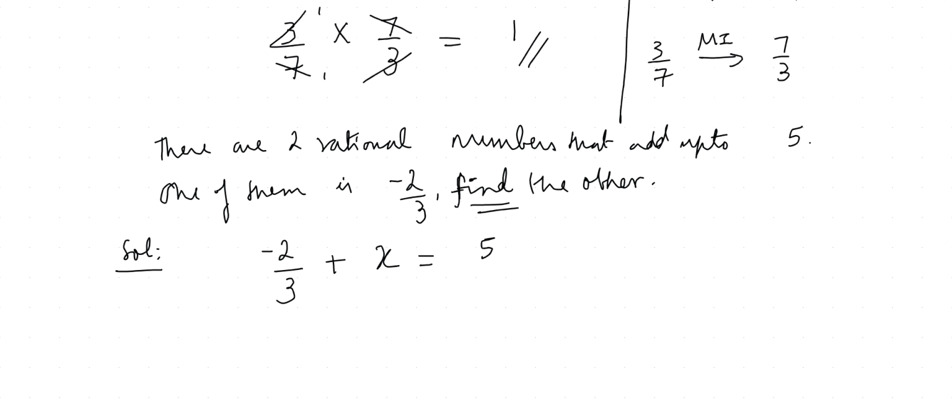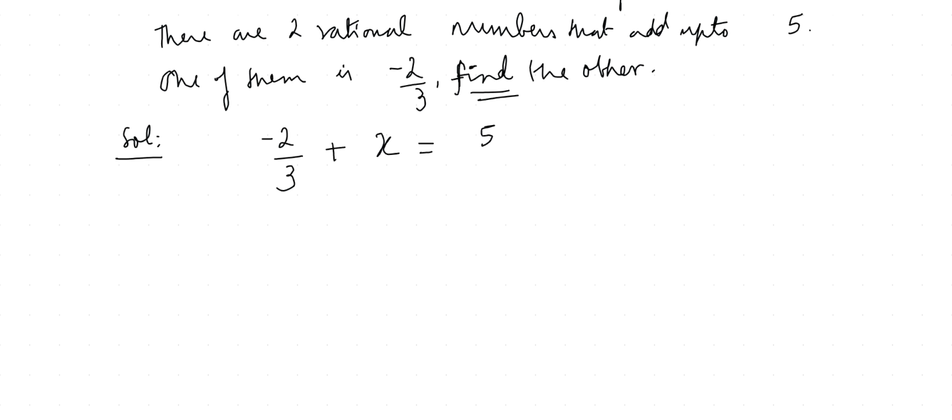So minus 2 by 3 plus x is 5. So what is x? X is the unknown. I need to find the value of x so that when I add x to that given rational number, I will get 5. So my aim is to find x now. Keep x plus x or simply x, because when you put plus x or simply x, it doesn't matter.